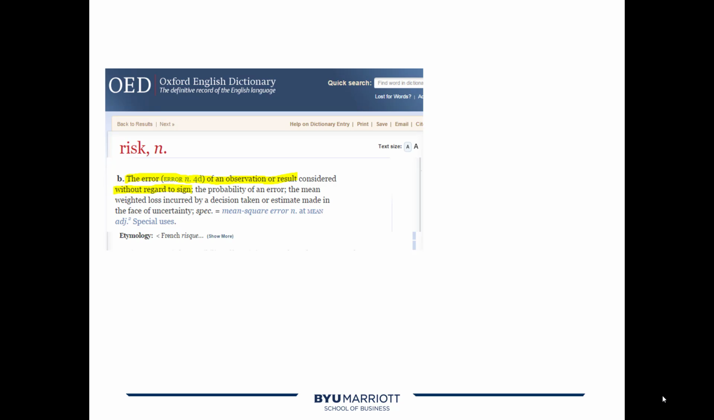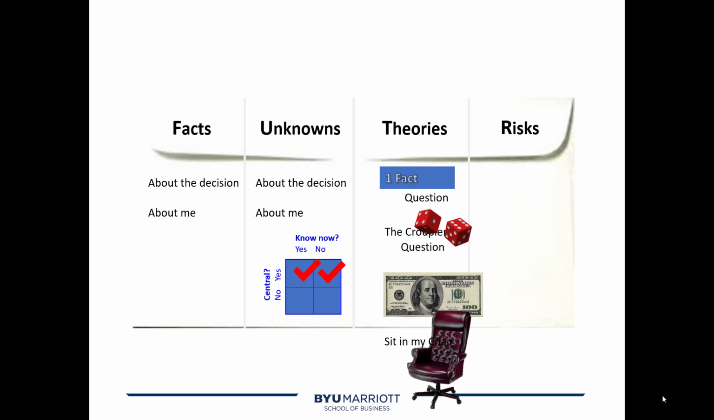But what the Oxford English Dictionary does is brings us much closer to a finance definition and notion of risk, where we're thinking about without regard to sign. We're thinking about upside volatility as well as downside volatility. So as we go on to talk about risk, I want you to think about volatility, which could have a tremendous upside as well as a tremendous downside.